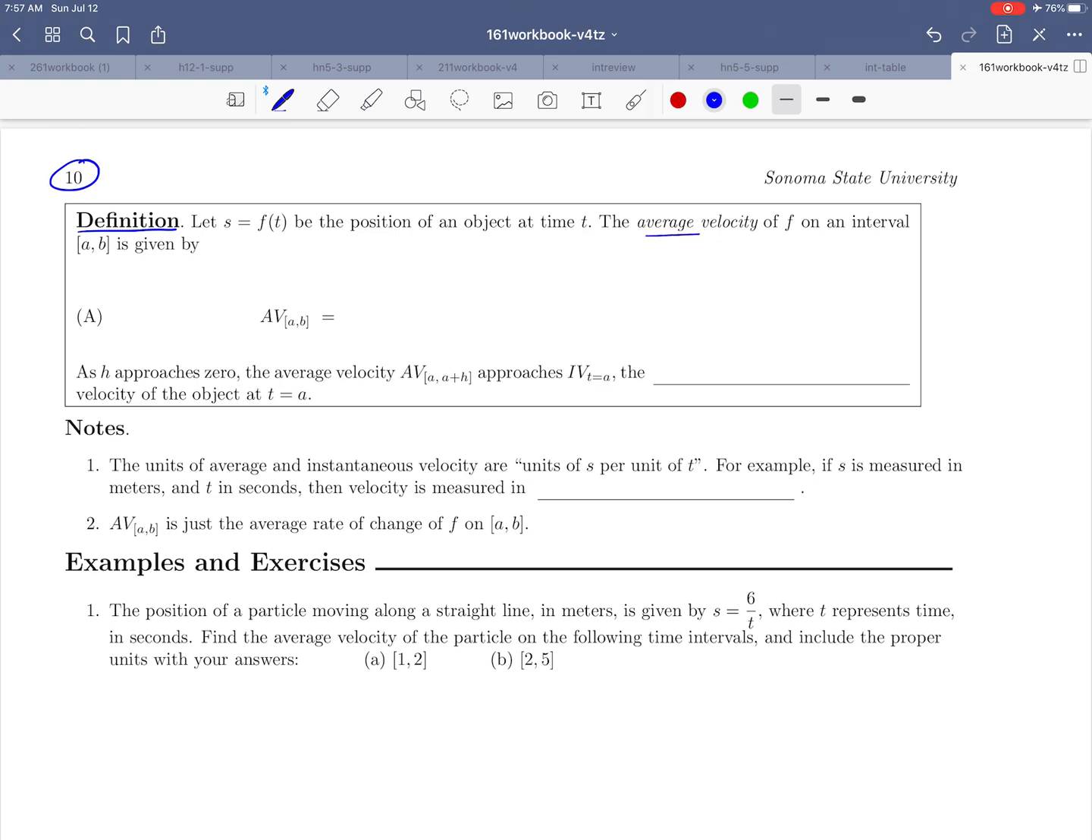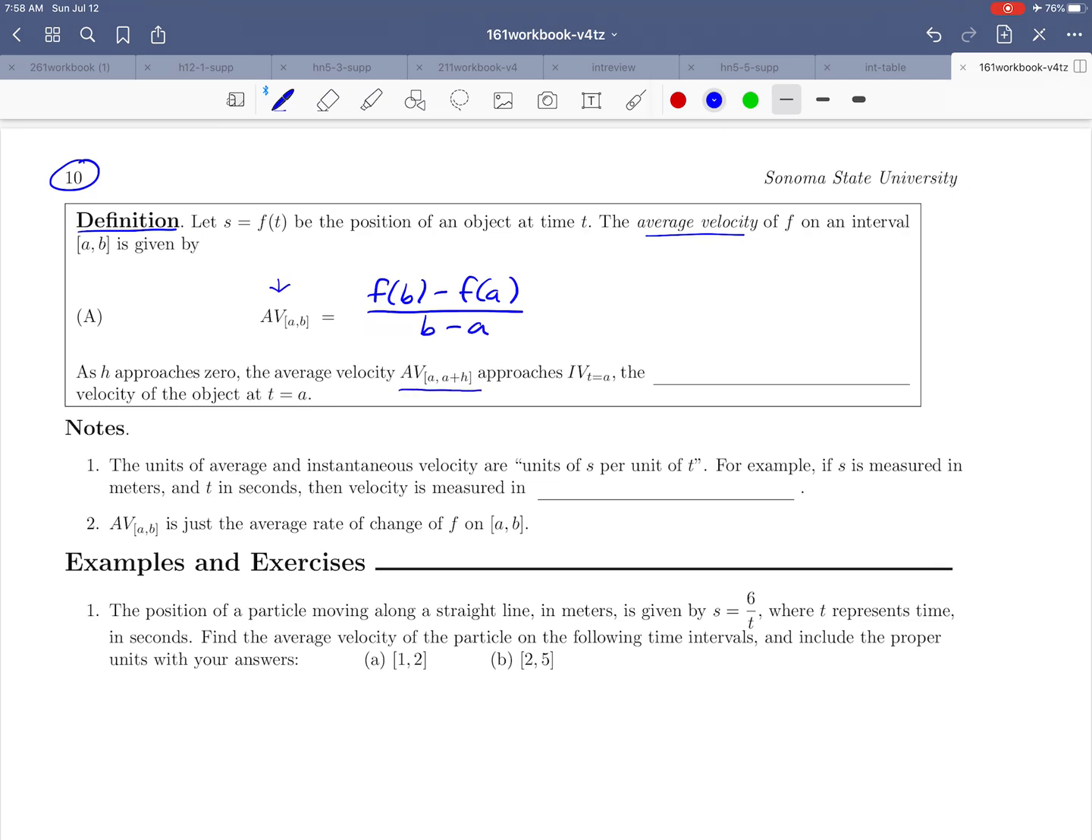The average velocity of our function on the interval is given by, here's the notation that we introduced. AV stands for average velocity on the interval a to b, and it's just going to be the change in distance, how far we move, that's f of b minus f of a, over b minus a, the change in time. Notice that that's exactly the same formula for average rate of change, just in this special context of position.